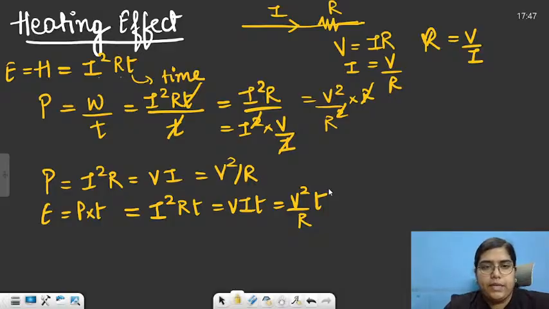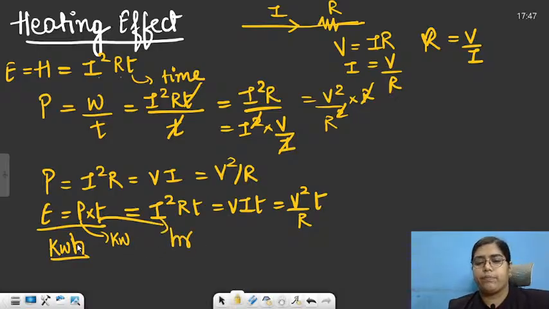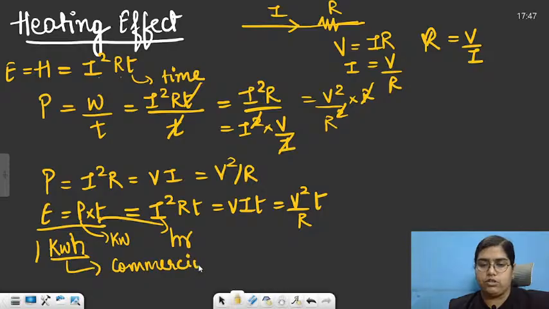So this is the basic heating effect, and in heating effect you also get questions for calculating the commercial unit of energy consumption, which is kilowatt hour. When you are calculating the energy, you have to take the power in kilowatt and your time in hours. Then you will get the energy in kilowatt hour, and 1 kilowatt hour is the commercial unit of energy consumption.